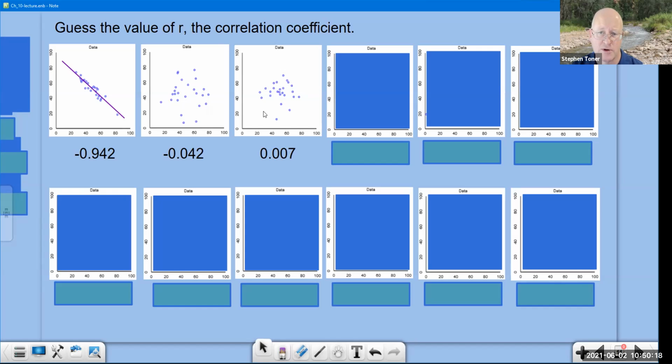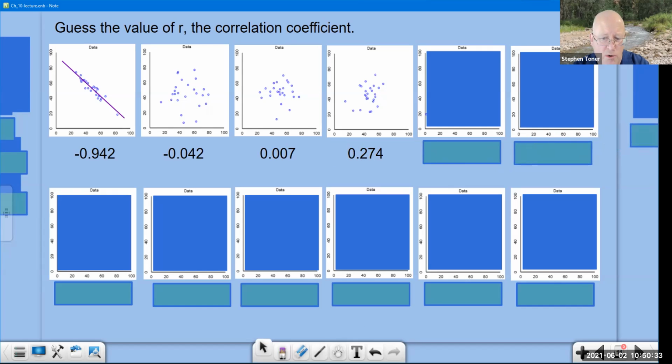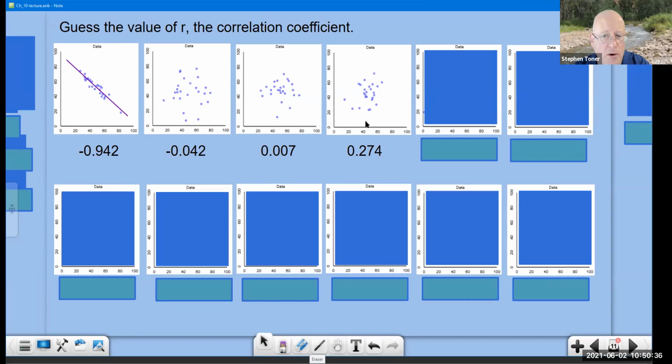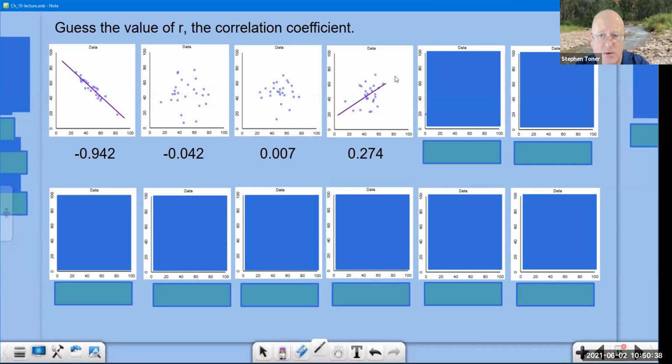I'd never have you predict those. Okay, as far as the next one, you can tell that there's an upward trend to this data. So you know it's a positive value, but it's not super, 0.274. We're really looking at how closely clustered the points would be around a line, and they're not super closely clustered as they are in that first graph. You do know it's positive, but not much more beyond that.